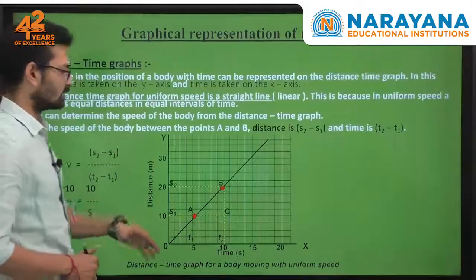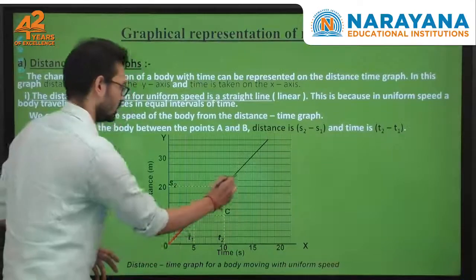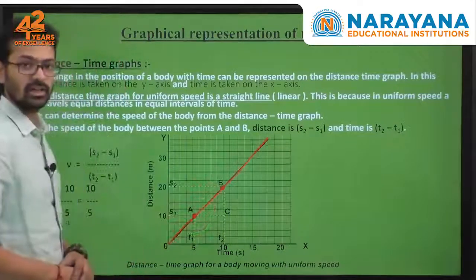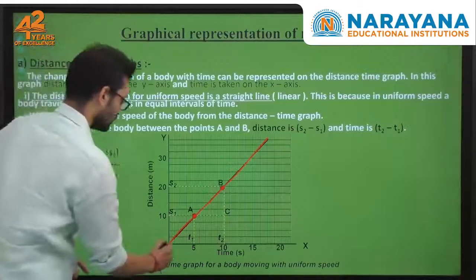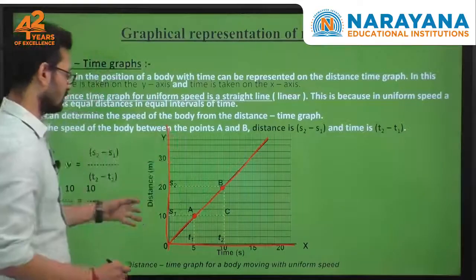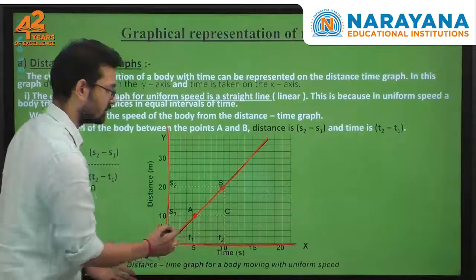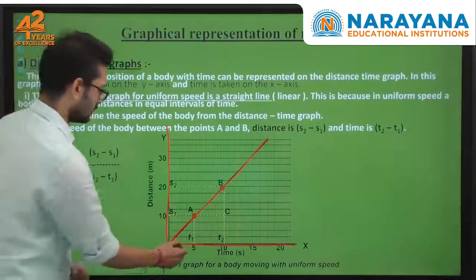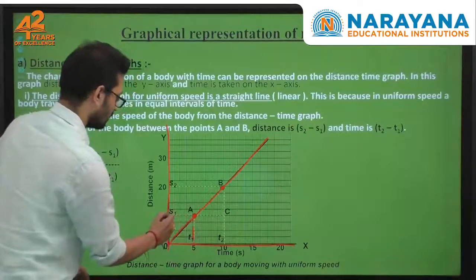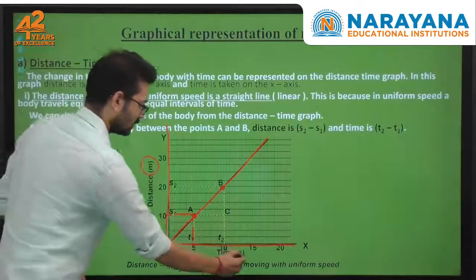Now when you are taking the distance-time graph, if the graph is a straight line, that indicates an increase in time and an increase in distance. For example, in the first 5 seconds you cover 10 meters of distance. This is in meters and this is in seconds.